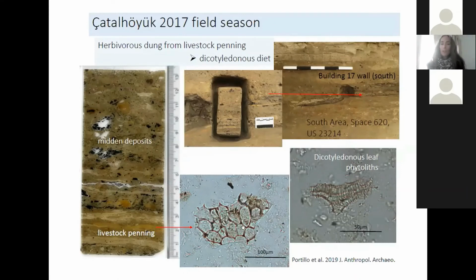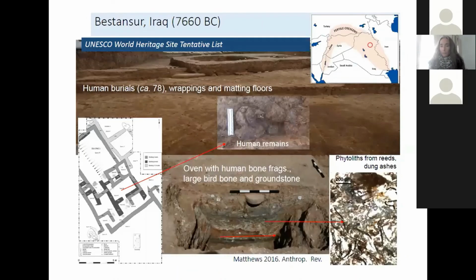When we did extractions in the lab later on, it was matching completely because the preservation was excellent. And also we know that was an animal pen because of the concentration of dung spherulites, lots of thousands of dung spherulites.